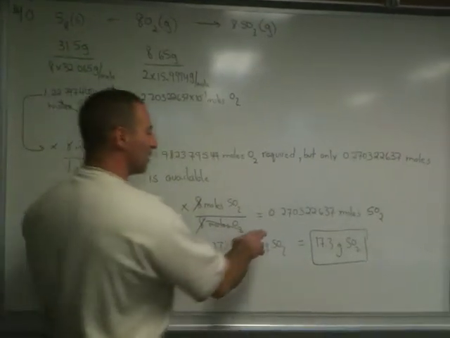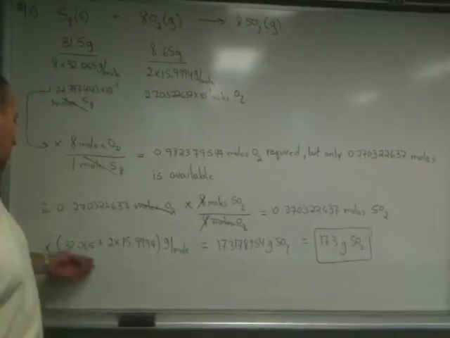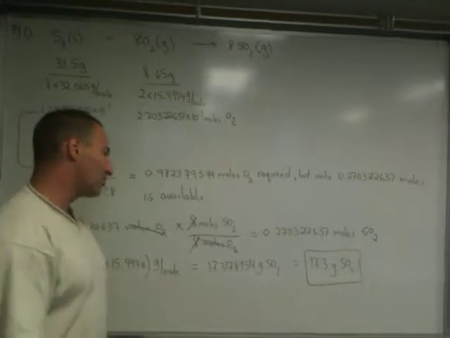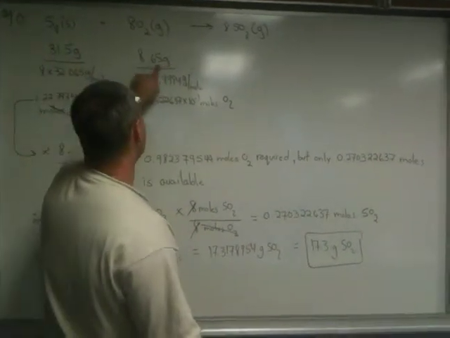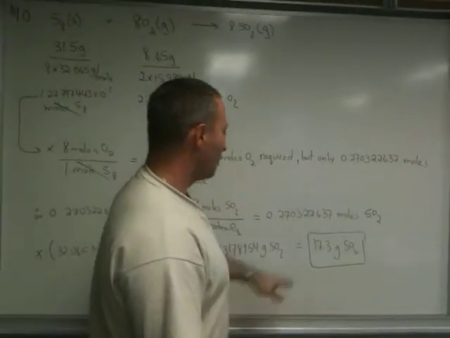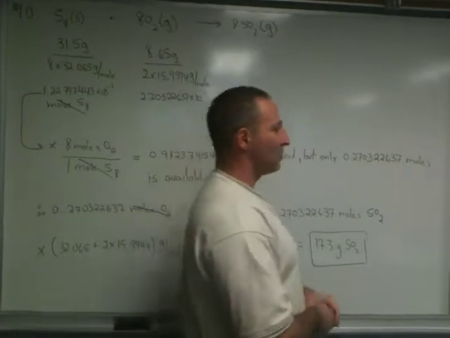We get 0.2703 moles of SO2, giving us, when you multiply by the molar mass of SO2, 17.317 grams of SO2. We're only allowed 3 significant figures because the 2 numbers that we initially started the problem with had only 3 significant figures. So our final answer is reported as 17.3 grams of sulfur dioxide.